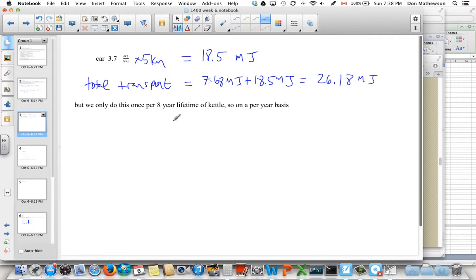we only have to do that once every 8 years because that's how long the kettle lasts. So if we divide by the 8-year lifetime, on a per year basis, we find that transportation energy is 3.2725, or about 3.27 megajoules per year of transportation energy.